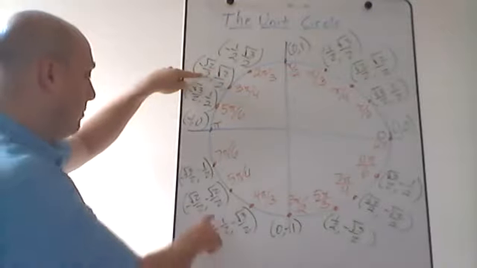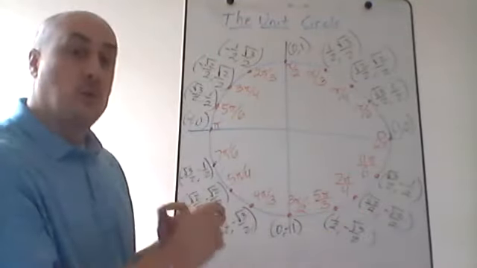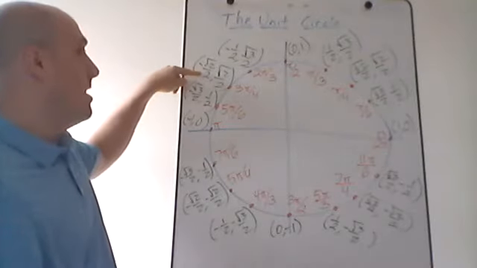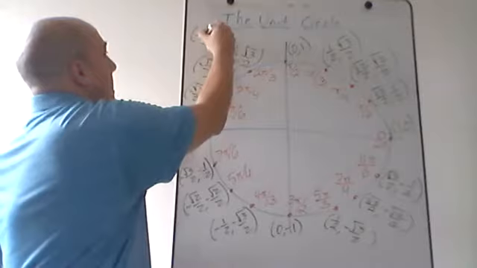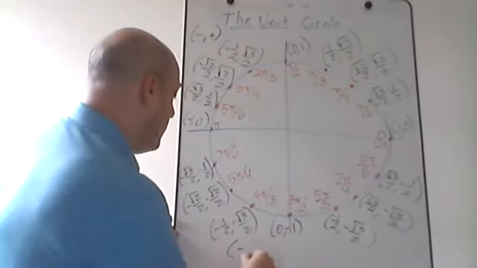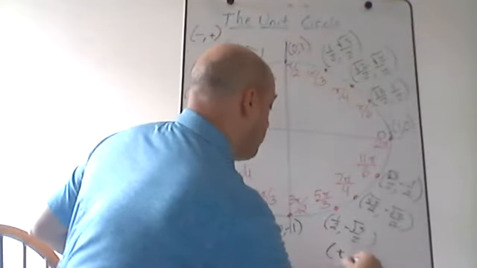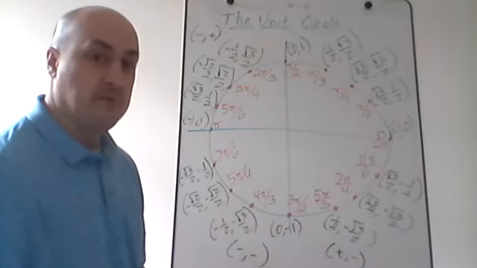Notice, all of them with the pi over 4s involve the root 2 over 2s, and then just depending on which quadrant you're in, second quadrant, x is negative. So you can even put like a little pattern up here. This is negative comma positive. X is negative, y is positive. In the third quadrant, it's negative comma negative. Both the x and y are negative. In the fourth quadrant, it's positive comma negative. The x is positive, the y is negative when you're in the fourth quadrant.